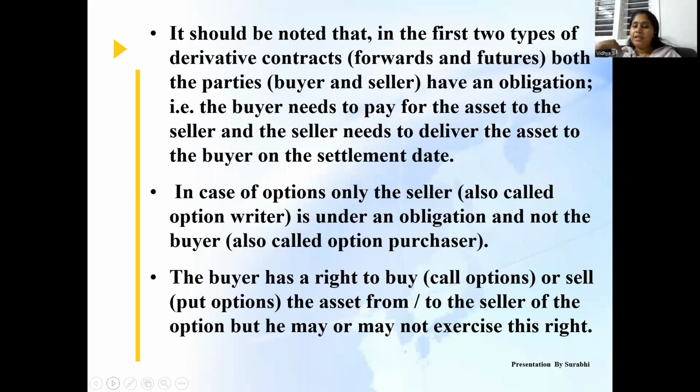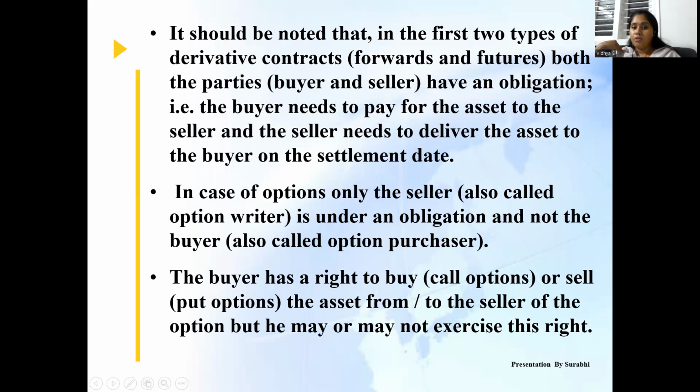It should be noted that in the first two types of derivative contracts, that is forwards and futures, both the parties, that is a buyer and seller, have an obligation. The buyer needs to pay for the asset to the seller, and the seller needs to deliver the asset to the buyer on the settlement date.